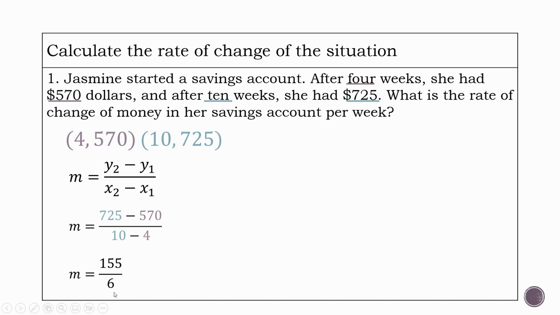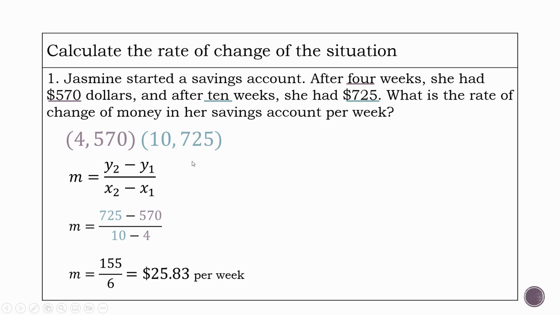So this slope that we just found is telling me that the rate of change of money in Jasmine's savings account would be $155 in 6 weeks. But I want to know what the rate of change of money in her savings account per week is. So I would just divide 155 by 6, and I would get about $25.83 per week.